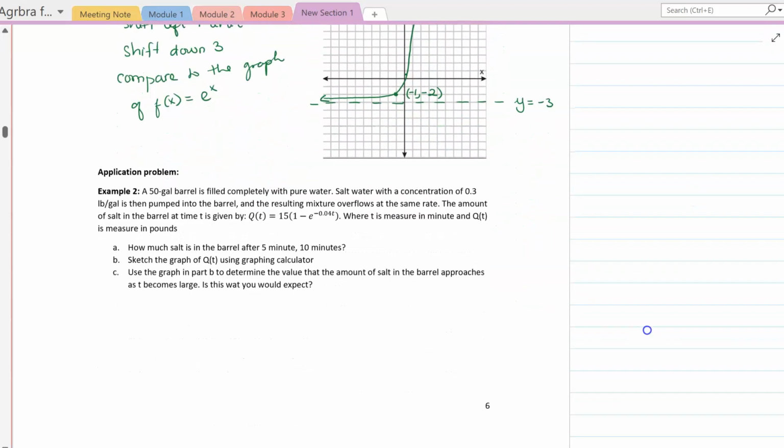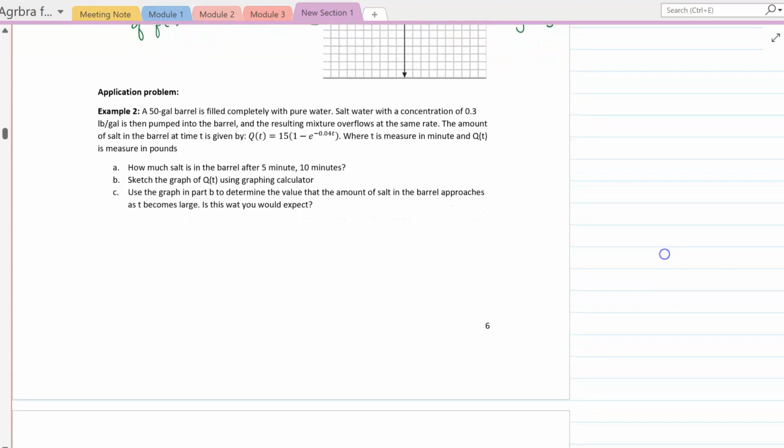Take a look at the application problem. A 50-gallon barrel is filled completely with pure water. Salt water with concentration of 0.3 pound per gallon is then pumped into the barrel and the resulting mixture overflows at the same rate. The amount of salt in the barrel at time t is given by the equation Q(t) = 15(1 - e^(-0.04t)), where t is measured in minutes and Q(t) is measured in pounds. How much salt is in the barrel after 5 minutes, after 10 minutes?